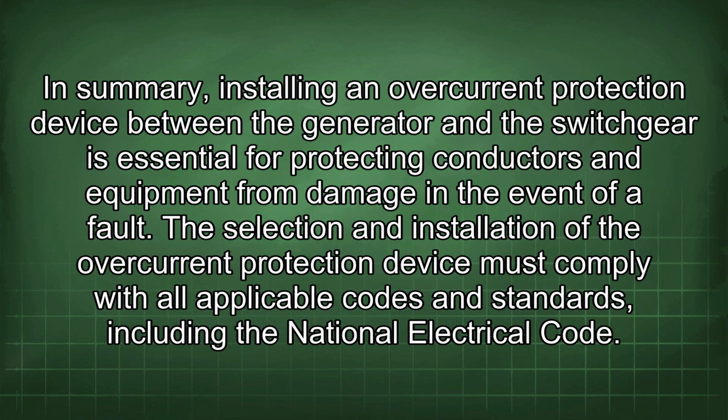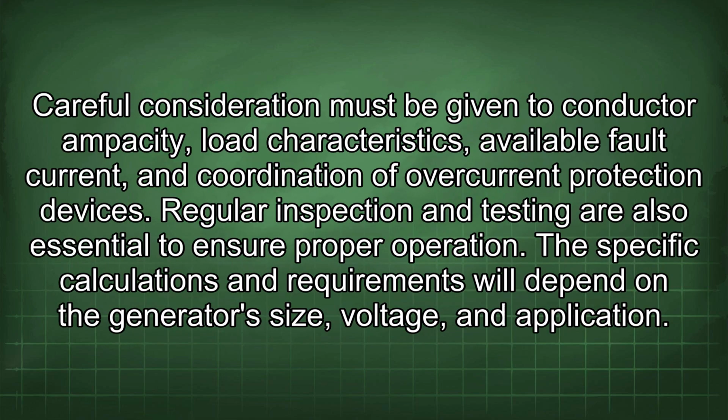In summary, installing an overcurrent protection device between the generator and the switchgear is essential for protecting conductors and equipment from damage in the event of a fault. The selection and installation of the overcurrent protection device must comply with all applicable codes and standards, including the National Electrical Code. Careful consideration must be given to conductor ampacity, load characteristics, available fault current, and coordination of overcurrent protection devices. Regular inspection and testing are also essential to ensure proper operation.